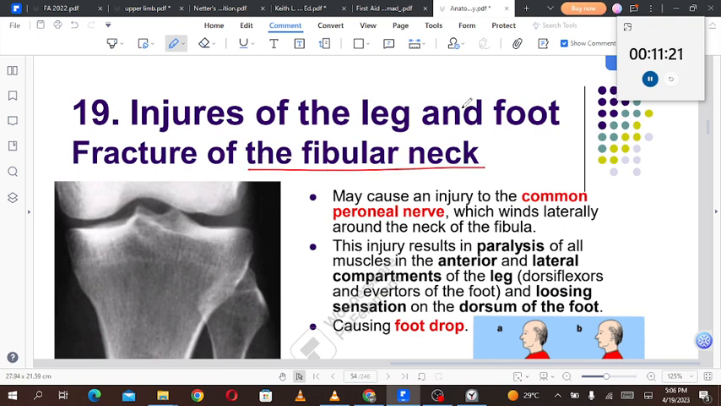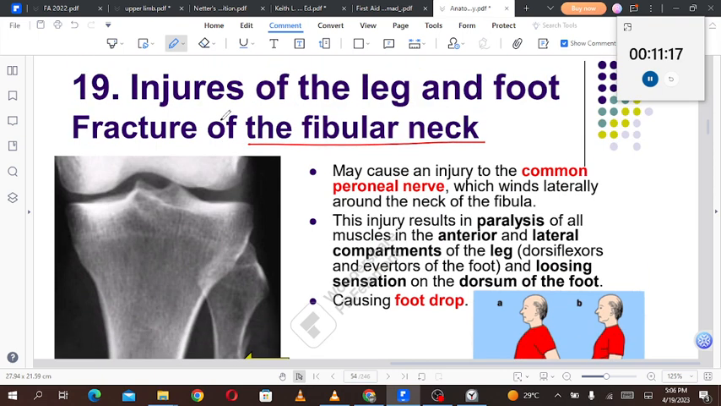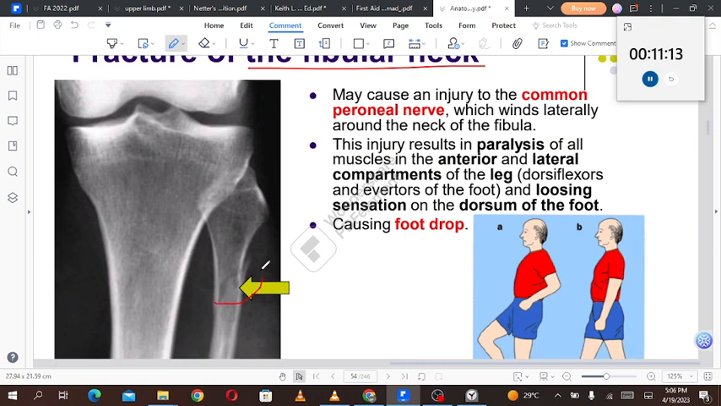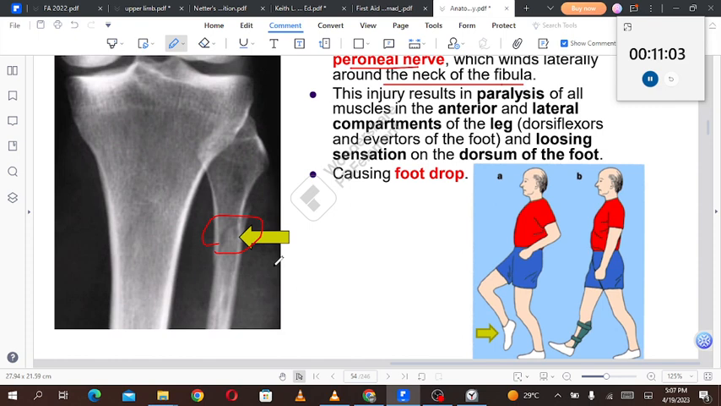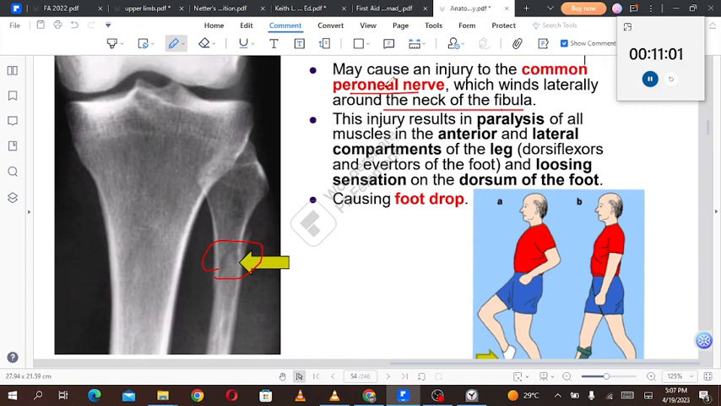Injuries of the leg and foot: fracture of the fibular neck, which is happening on this side. It may cause an injury to the common peroneal nerve, which winds laterally around the neck of the fibula. So if the neck of the fibula is damaged, the common fibular nerve will be damaged. This injury results in paralysis of all the muscles of the anterior and lateral compartments of the leg, the dorsiflexors and everters of the foot.